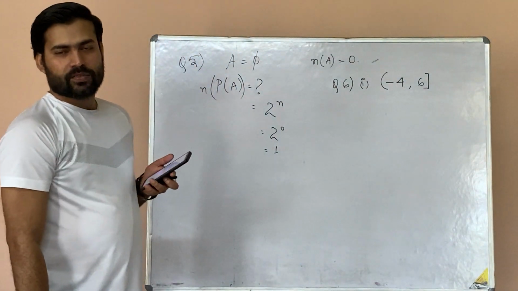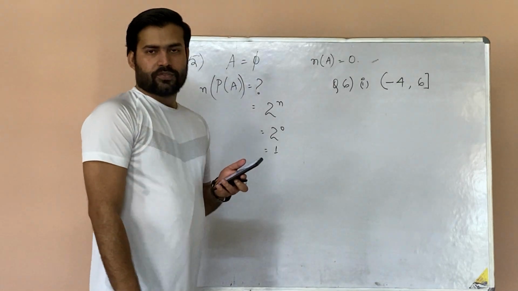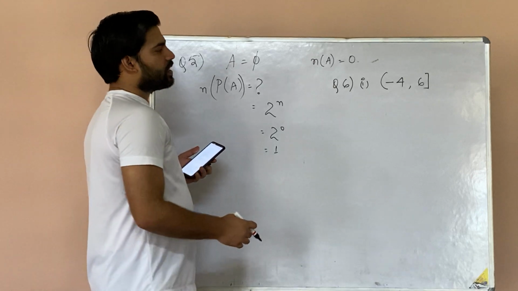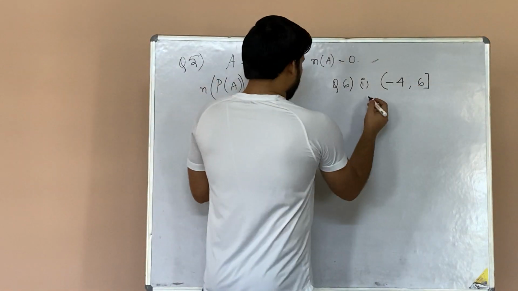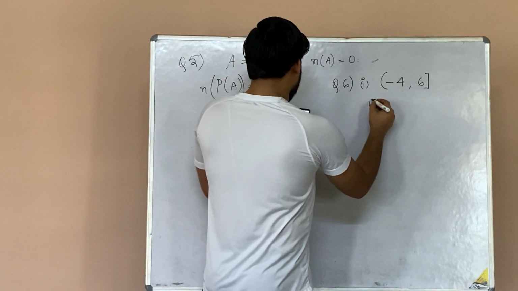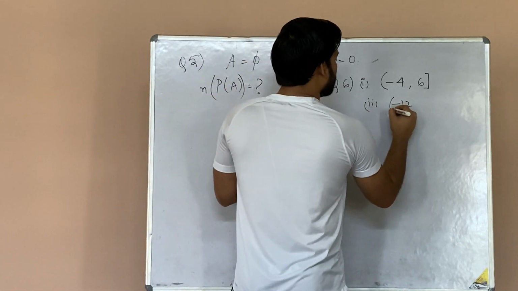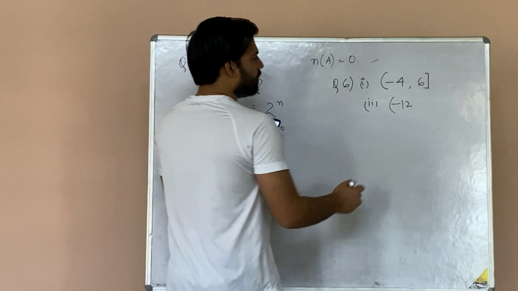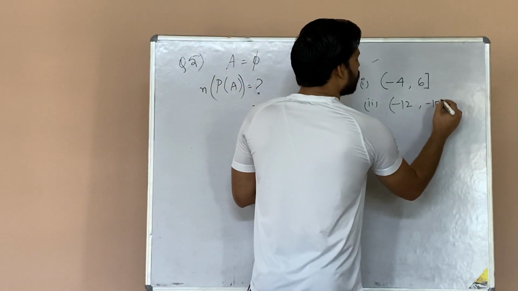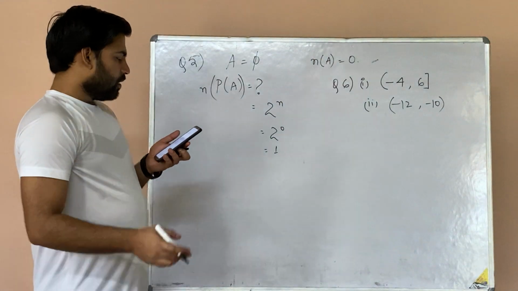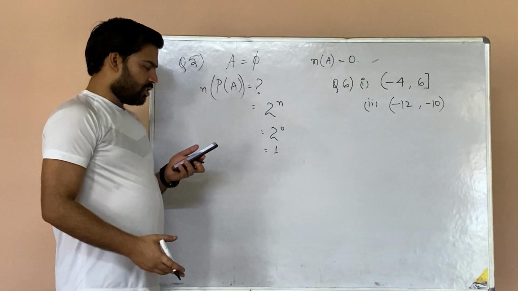If you remember the intervals, fine. If you are having confusion, see the video of intervals and then you will be able to understand what I have done over here. Clear? Similarly the second part, this is -12 to -10. So -12 open because -12 is not included, -10 is also not included. So (-12, -10). This is how we will do it. The rest of the questions are also the same.